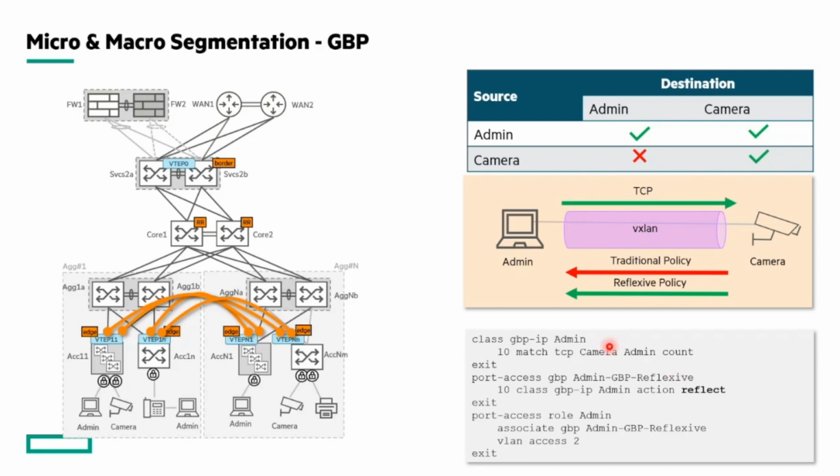So consider this example configuration where I have created a GBP policy with a rule stating the TCP traffic from camera to admin has to be allowed. Here I'll be adding the action reflect. That means only if there is admin-initiated traffic, then the corresponding traffic from the camera will be allowed. So this is how we will be able to protect the communication between the admin and camera. Only when the admin initiates traffic, the corresponding return application traffic is allowed from the camera.